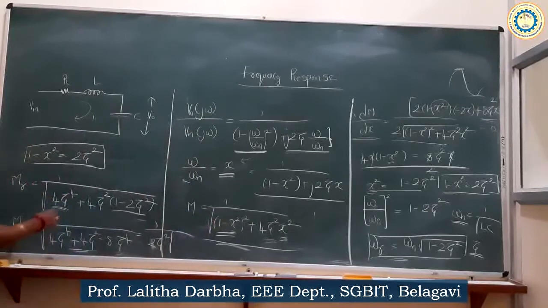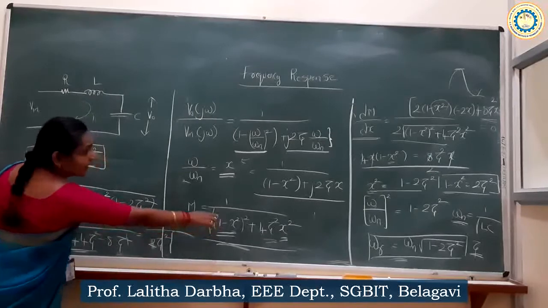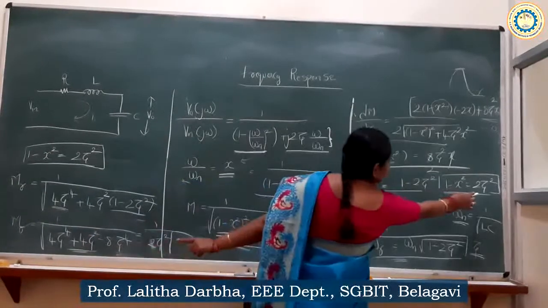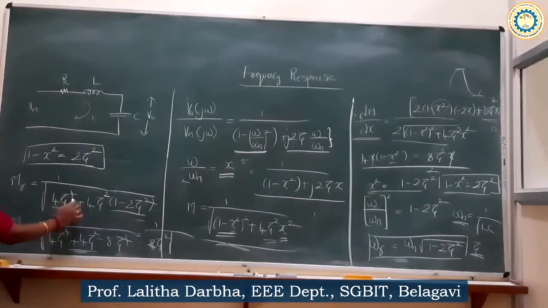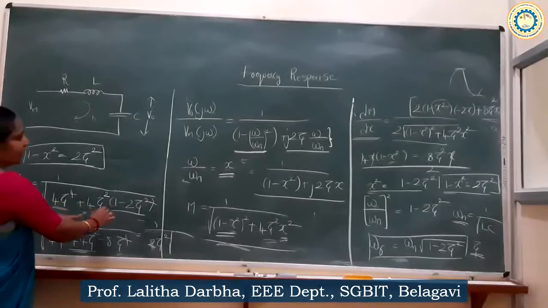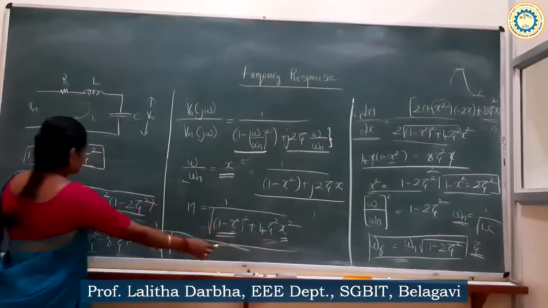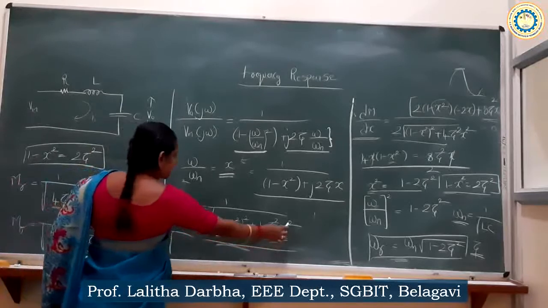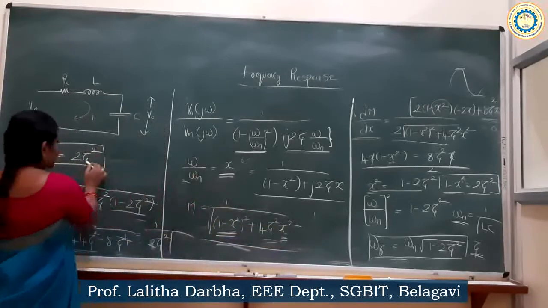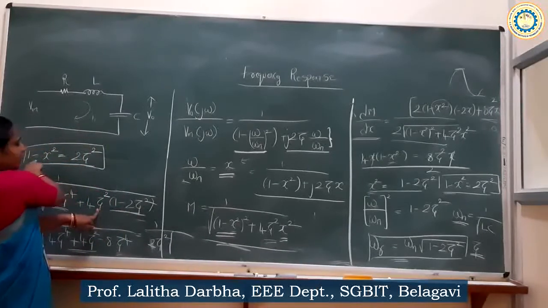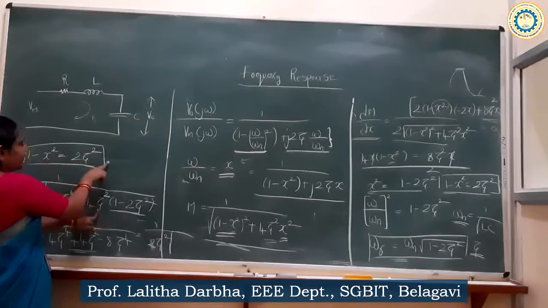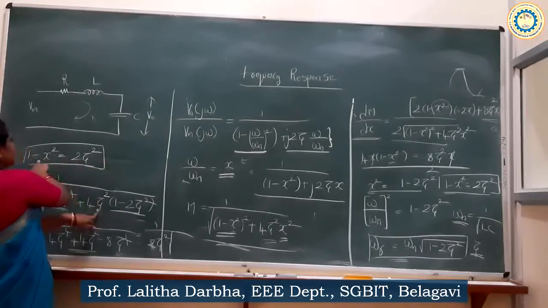So this becomes MR is 1 by root of, 1 minus x square is nothing but 2 zeta square. 1 minus x square whole square becomes 4 zeta to the power 4, plus 4 zeta square as it is. Then x square. X square is what? 1 minus 2 zeta square. So that is what is put here. Instead of x square, we have replaced it with 1 minus 2 zeta square.